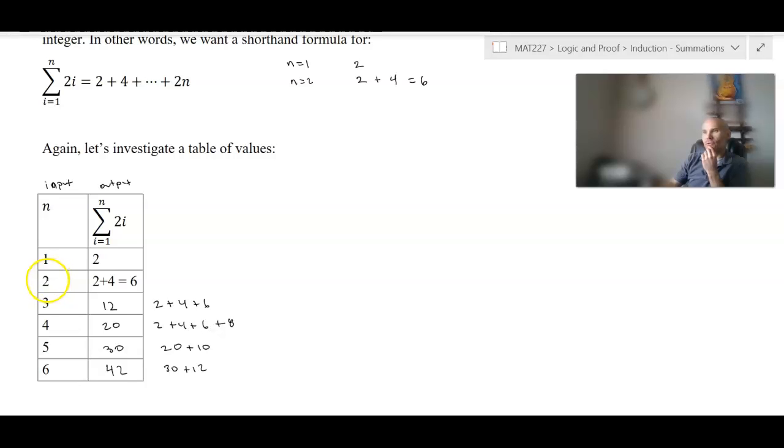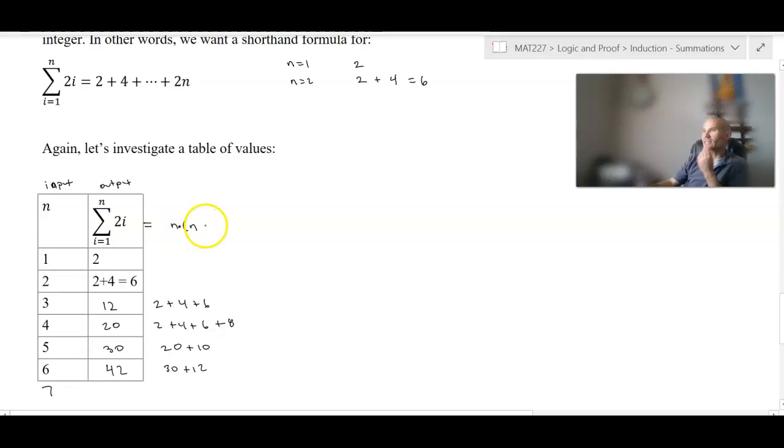Let's see if that holds in the next row. 2, the current value of n, times the next value of n. Oh, look at that. 2 times 3 is 6. 3, the current value of n, times 4 gives me 12. 4 times 5 gives me 20. 5 times 6 gives me 30. And then if I had 7 down here, 6 times 7 is 42. Wow, that's pretty cool. So I think that this summation is simply going to be the current value of n times the next value of n.